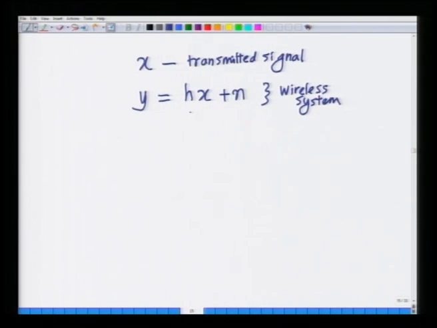That is, the transmitted coefficient is multiplied by the fading coefficient and received in the presence of noise, but that was for a single link system. Now, we have multiple links. So, the model becomes as follows.